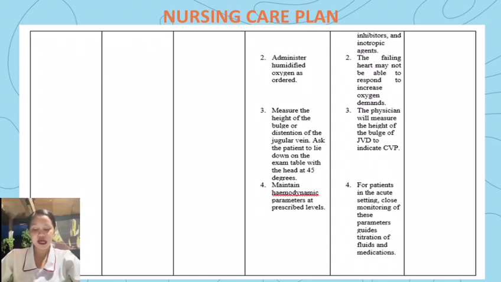Third is measure the height of the bulge or distension of the jugular vein. Ask the patient to lie down on the exam table with the head at 45 degrees. The physician will measure the height of the bulge of JVD to indicate the CVP. And lastly is maintain the hemodynamic parameters at prescribed levels. For the patient in the acute setting, close monitoring of these parameters guides titration of fluids and medication.